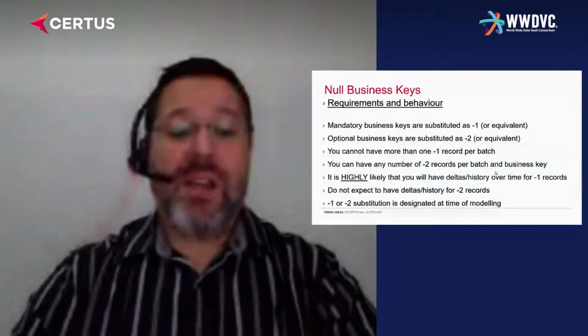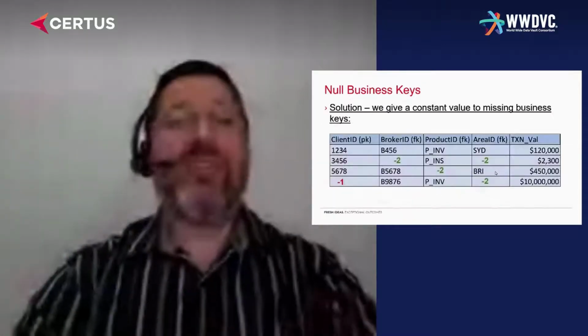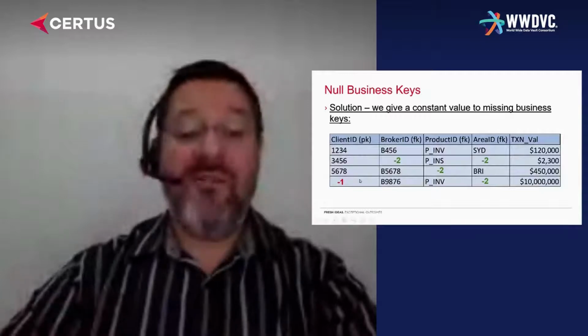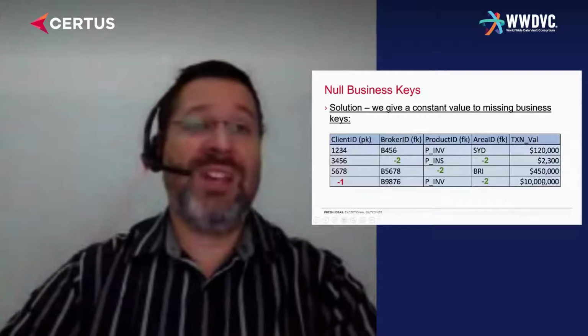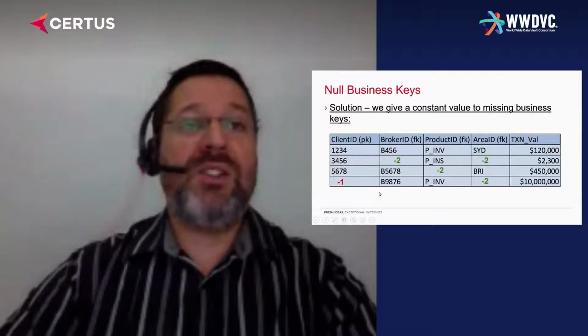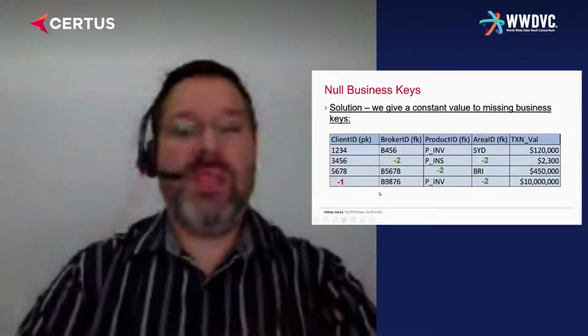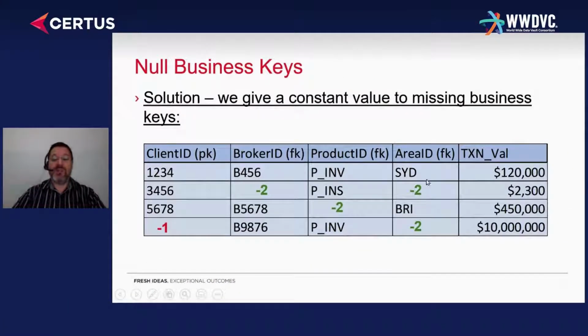-1s, you may in fact have history. And if I go back to my example here, we have values associated to the client ID of $10 million in this case. So there is a descriptive record for this particular -1 record. And so there will be history for your -1 records. Whereas your -2 records, because they are associative in this case, they are not the identifying or the grain of the data, you will not have history associated to those.